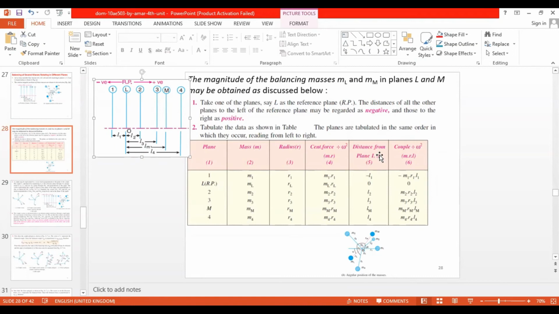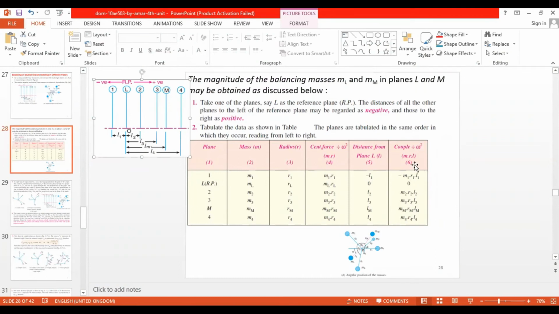Then I have the distance from the plane L, that is the reference plane. Whatever plane you are selecting as the reference plane, you need to specify the distances from that plane L. If I am taking this way as positive, this will be negative. So here minus L1; from plane L to itself there is no distance, that is 0. Then L2, L3, L4 and LM. These are the distances from the planes.